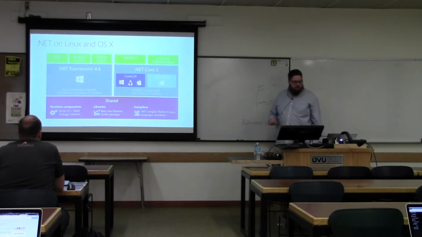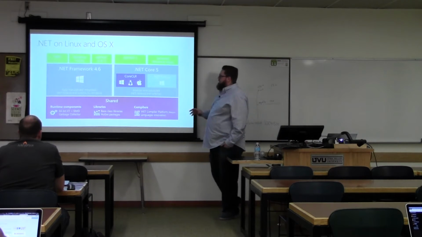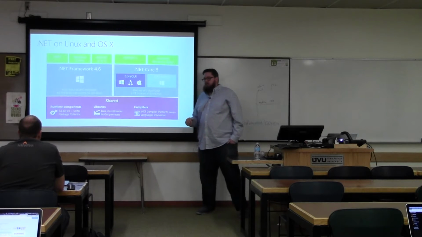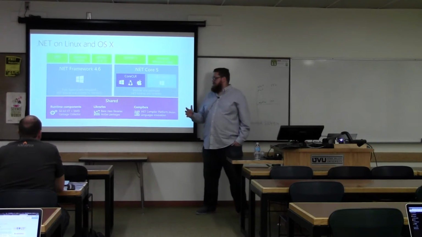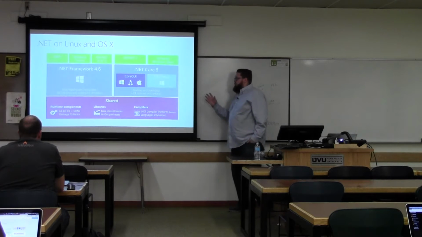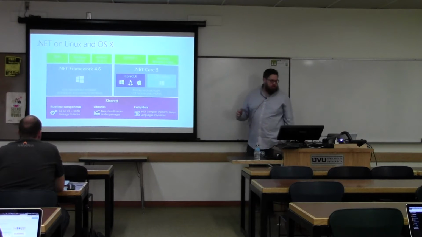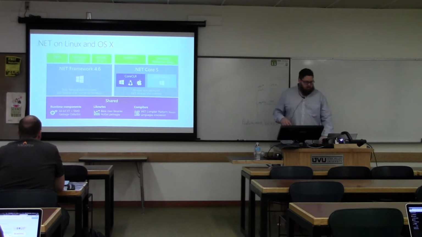This is what .NET looks like in 2015. You've got the .NET Framework 4.6, which is the next version that they're going to be releasing. On top of that, you've got WPF, Windows Forms, ASP.NET 4 and 5. On the right side, you've got .NET Core 5, and I'll focus on that in a minute. And then underneath, you've got some shared components.